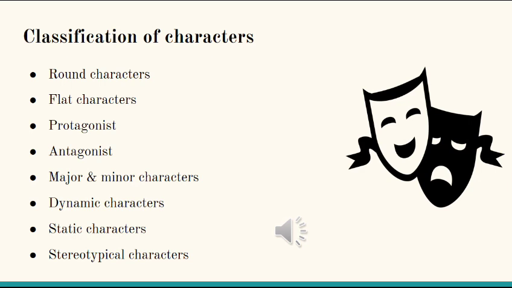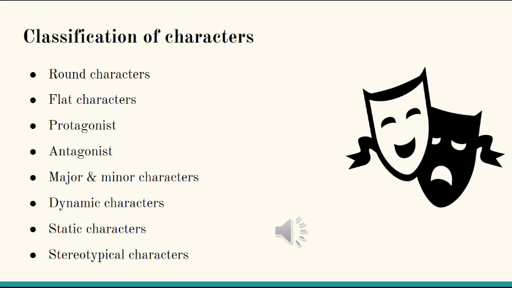So, before analyzing a character, we need to know that there are different classifications for characters. First, we have round characters. Round characters are those who have a number of qualities and traits. They are complex, multidimensional characters of considerable intellectual and emotional depth.